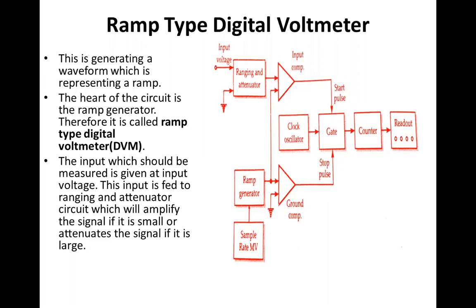Now, when the gate is opened, the clock oscillator will send clock pulses which are counted by the counter and displayed on the screen. The ground comparator will compare the ramp signal and ground and the output is given. This output will stop the flow of pulses from the clock oscillator by closing the gate. The sample rate multivibrator is used to reset the ramp generator.